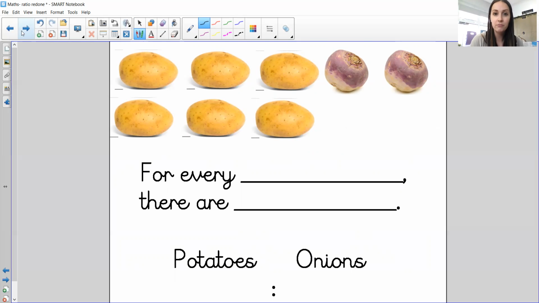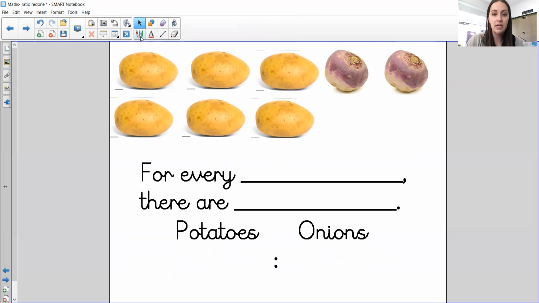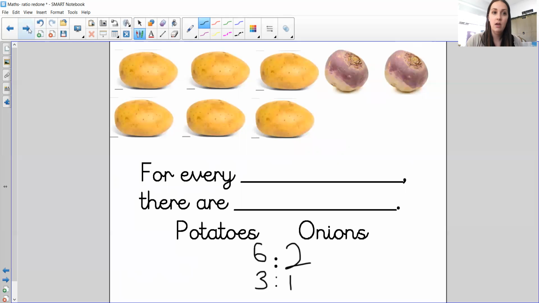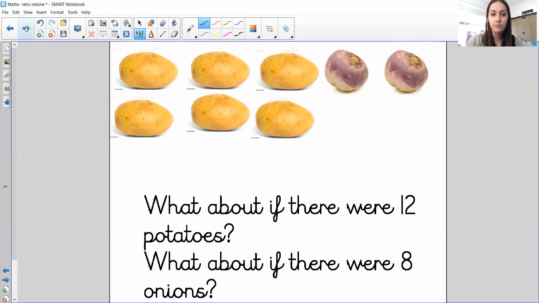Off we go. Okay, so hopefully you are telling me that for every six potatoes you need two turnips, because they are turnips, not onions. So I can write this as 6 to 2. Is there a simpler way of doing it? Yes, I can divide it all by 2, which would be 3 to 1. 3 potatoes for every 1 turnip.